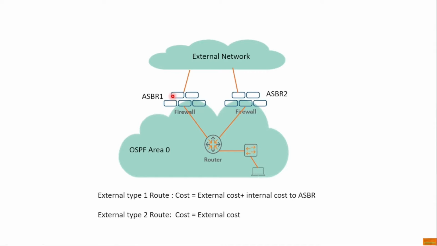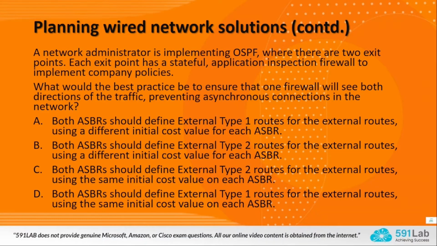Assume these two firewalls are acting as autonomous system boundary routers of this OSPF area 0 and both connected to the external network. In order to have one firewall see both directions of the traffic, we need to manipulate OSPF cost so that one firewall is preferred as primary path. So the strategy here is to have the same cost from both firewalls for external routes and keep the internal cost, that is the cost to the ASBR, and define external type 2 routes for the external routes using a different initial cost value for each ASBR.